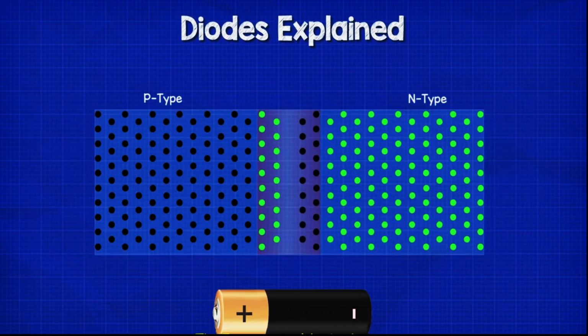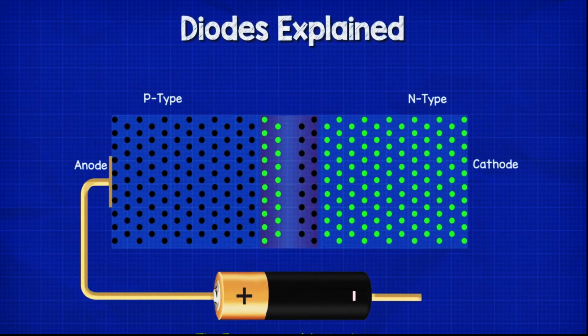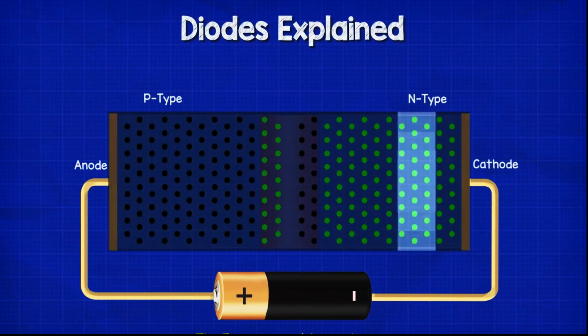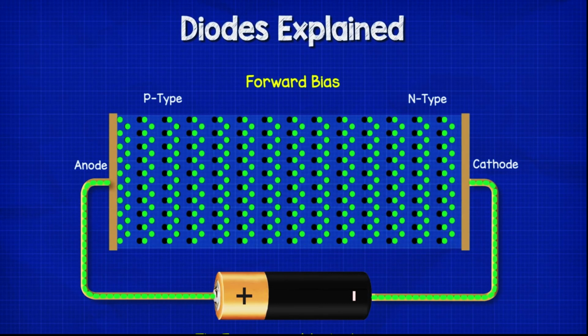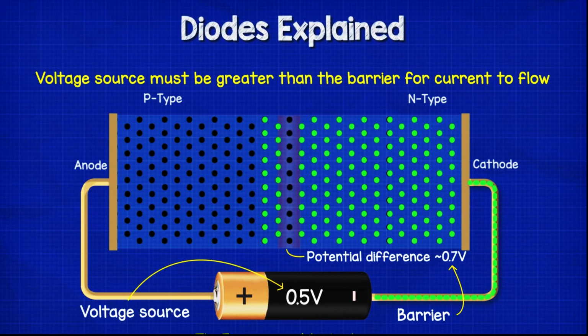When we connect a voltage source across the diode, with the anode, the p-type, connected to the positive and the cathode, n-type, connected to the negative, this will create a forward bias and allow the current to flow. The voltage source has to be greater than the 0.7 volt barrier, otherwise the electrons can't make the jump.